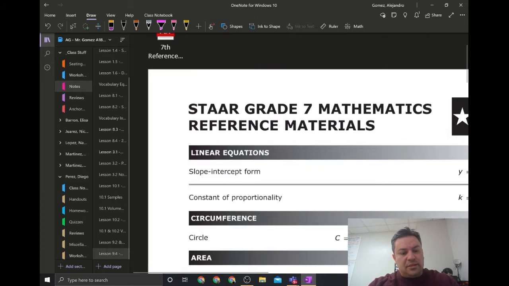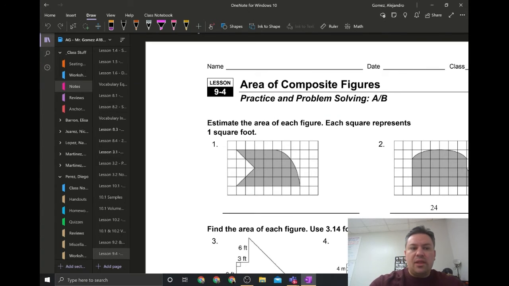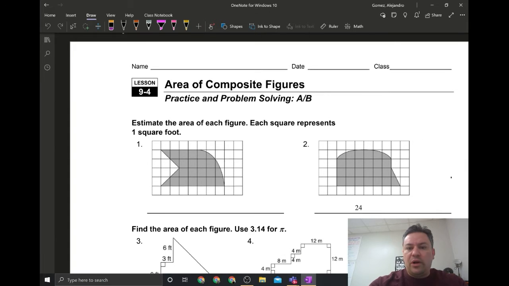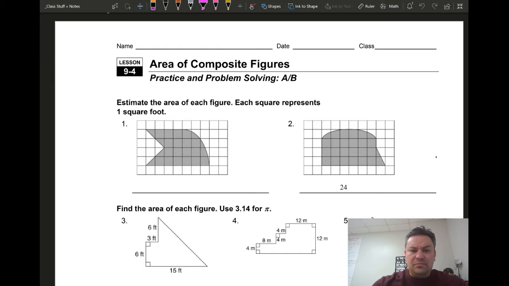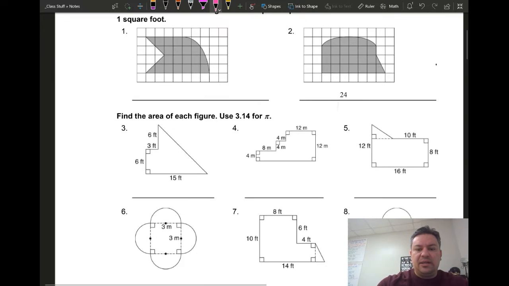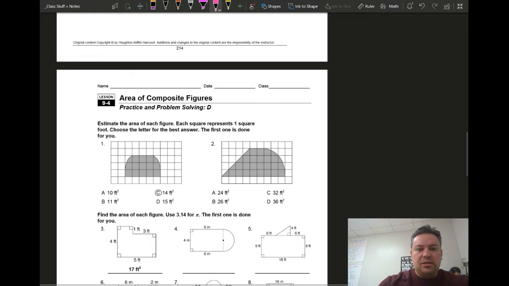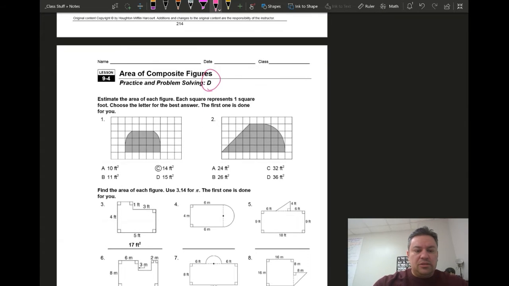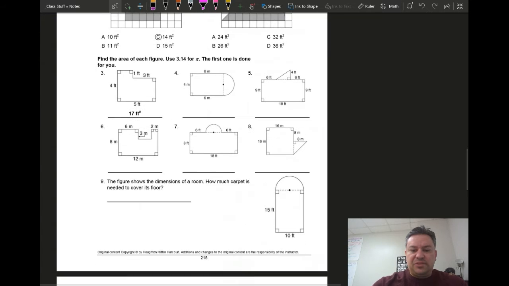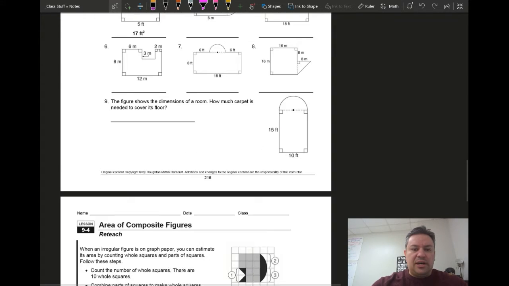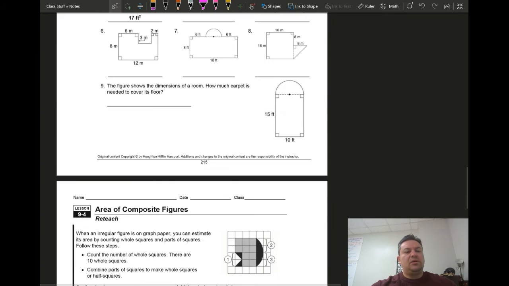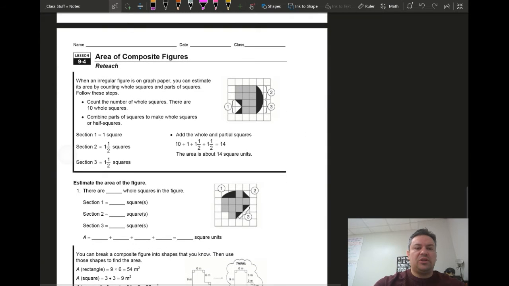Now, this is the one that we're gonna be working on. This is 9.4, area of composite figures. This is what we have. You are going to be responsible for the A and B side, as well as the D side. So all of them are area shapes. Different composite figures, first of all, this is what I'm going to be doing.